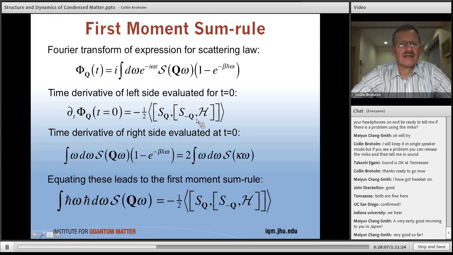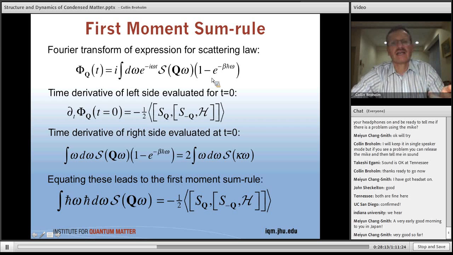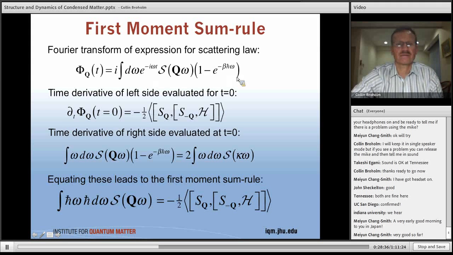Okay, so then I'm going to take the time derivative of the right-hand side of that expression and evaluate that again at time equals 0. And you'll see if I take a time derivative, I'm going to bring down a minus i omega, which gets multiplied by an i, so the minus sign goes away, and then there'll be now this omega d omega in my integral. And that's what shows up here. So this is a time derivative evaluated at time equals 0 of the right-hand side of this expression.